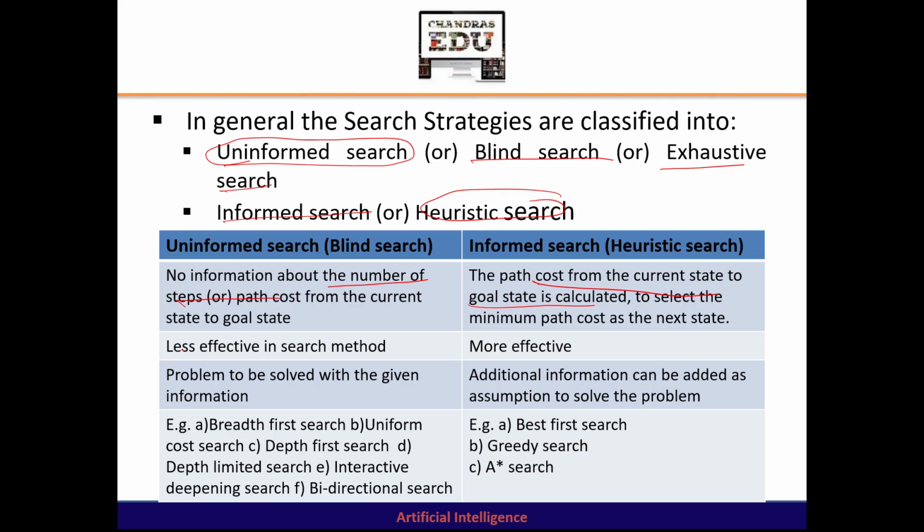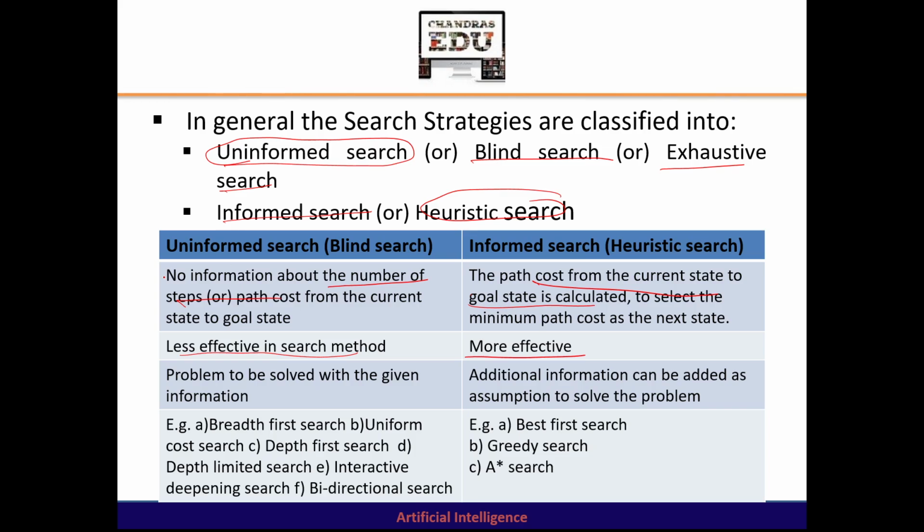So uninformed search is less effective as a search method. Why? Because we need to search all the paths to get to the final state or the goal state. As for informed search, we already know the paths to the goal state and even the cost of the paths to reach the goal state. So it will be more effective in the search than the uninformed search. So uninformed search is less effective, and informed search is more effective.